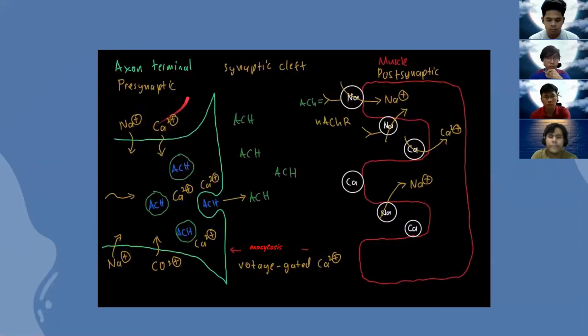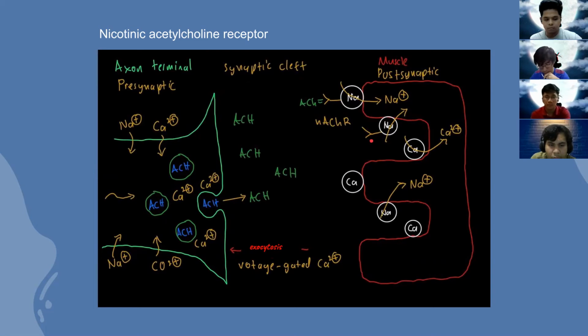After the release of acetylcholine in the synaptic cleft, the sodium channel has a receptor called the nicotinic acetylcholine receptor, which we will call AChR here. The acetylcholine will bind to the receptor and cause sodium ions to influx into the muscle.